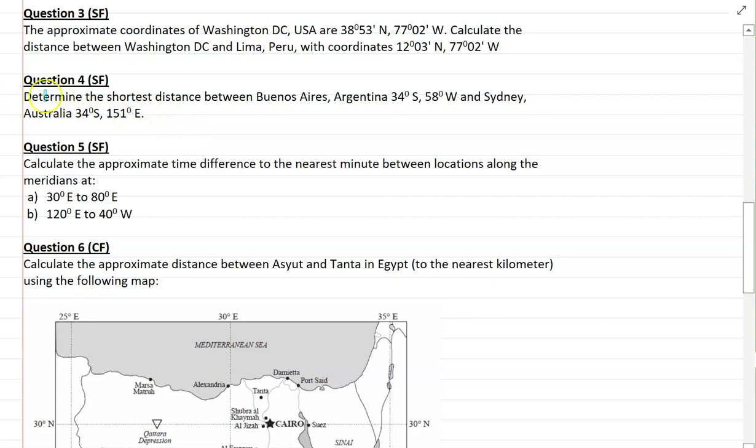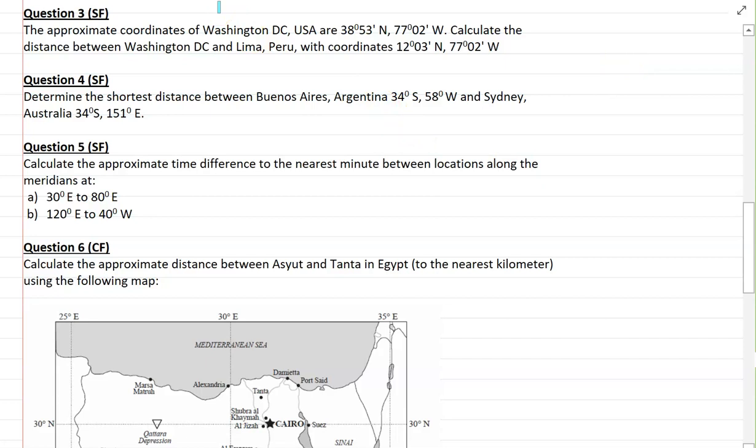Question 4, simple familiar. Determine the shortest distance between Buenos Aires, Argentina, which has 38 degrees south, 58 degrees west, and Sydney, Australia, which has 34 degrees south, 151 degrees east. So we're looking at the shortest distance here. So you may need to consider the shortest versus the longest distance around the Earth between these two cities. And are we talking about same lines of latitude here or same lines of longitude? So have a look at that.